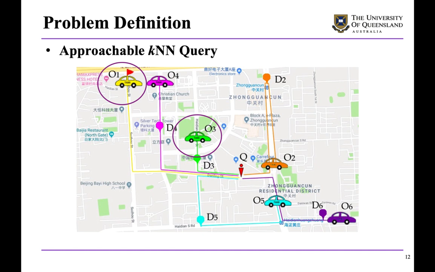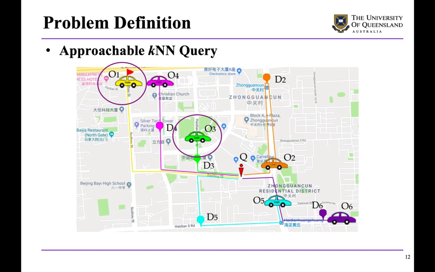Look at these pictures as an example. Given a query location in the middle here, when considering only the occupied objects, the KNN will return O1, the yellow one, as the nearest object to the query location. But in our problem, we can find O3, the green one, as the nearest approachable object to Q. In fact, the approachable KNN query can return the K earliest objects that can arrive at the query location.